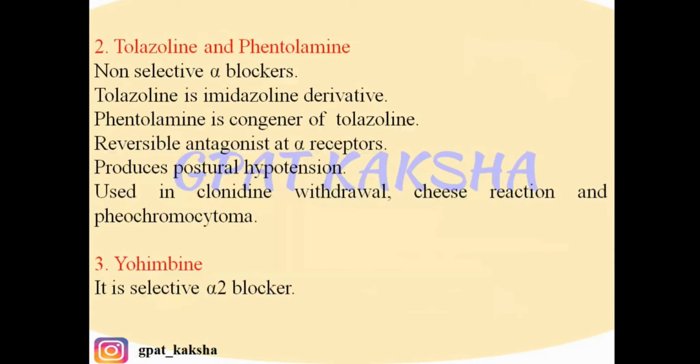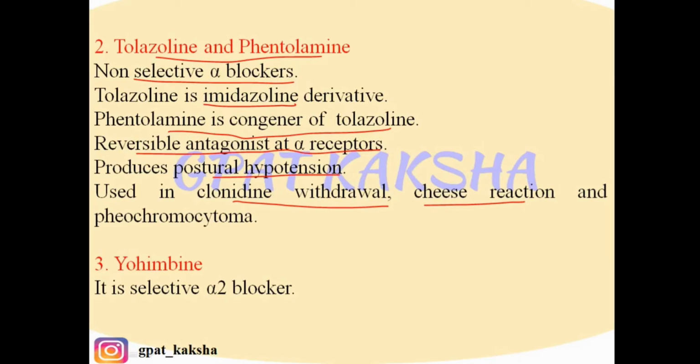The second category of drugs is tolazoline and phentolamine. These are non-selective alpha blockers. Tolazoline is an imidazoline derivative, and phentolamine is a congener of tolazoline. Both of these drugs are reversible antagonists at alpha receptors, means these drugs bind to alpha receptors for a short period of time. These drugs also produce postural hypotension. These drugs are used in clonidine withdrawal, in Cheese reaction, and in pheochromocytoma.